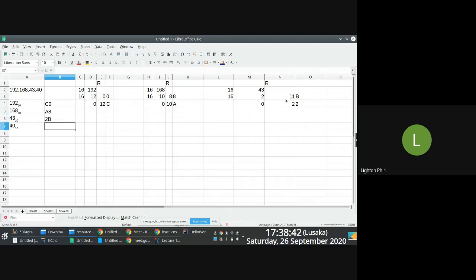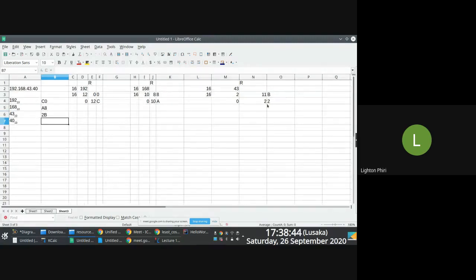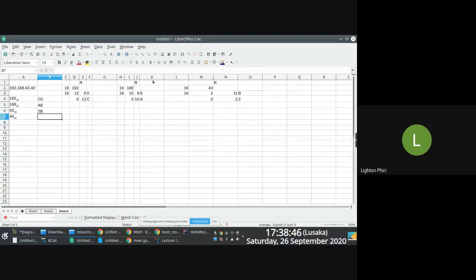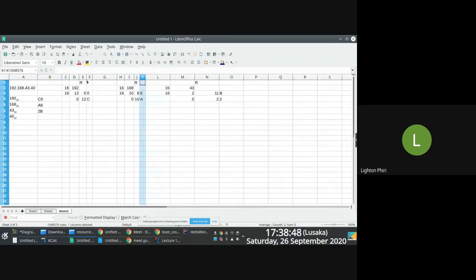We come to 40. I do apologize, I'm shrinking this because I want everything on the screen to be visible enough for you. I guess I could also just do this.